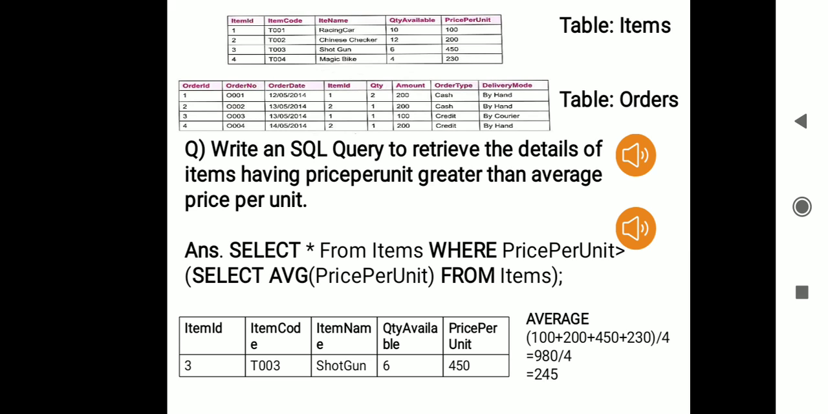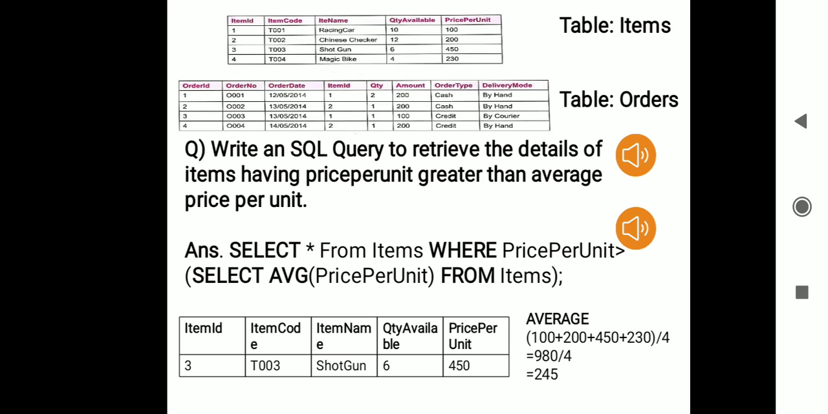Now you can even read the question like this: write an SQL query to retrieve the details of items having price per unit greater than 245. So instead of that statement, average price per unit, which we have calculated as 245, we will write the value 245.